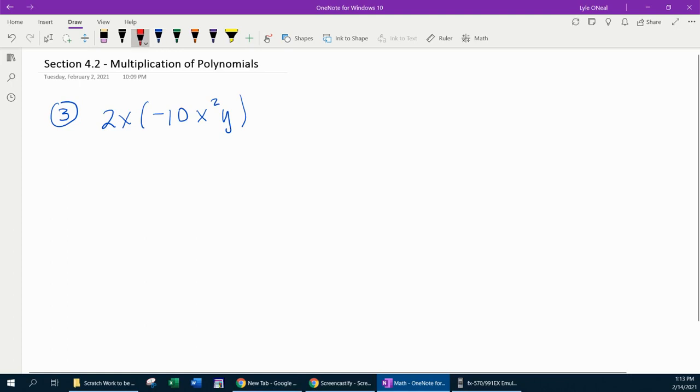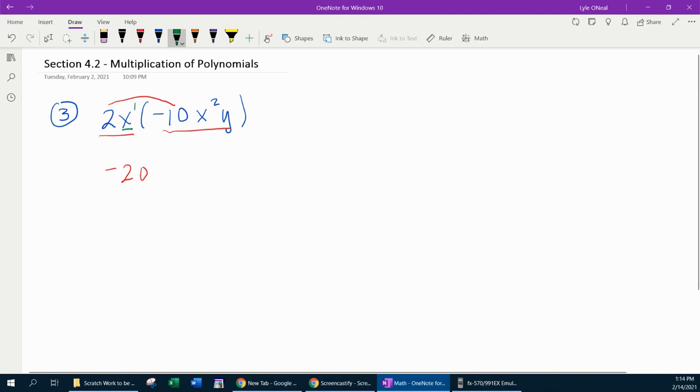Here we have a monomial times a monomial. Here, this is one term, and this is one term. And there's two things you need to do when you're multiplying terms together. Step number 1, you're going to multiply their coefficients. So 2 times negative 10 is negative 20. And then you're going to multiply the variables.